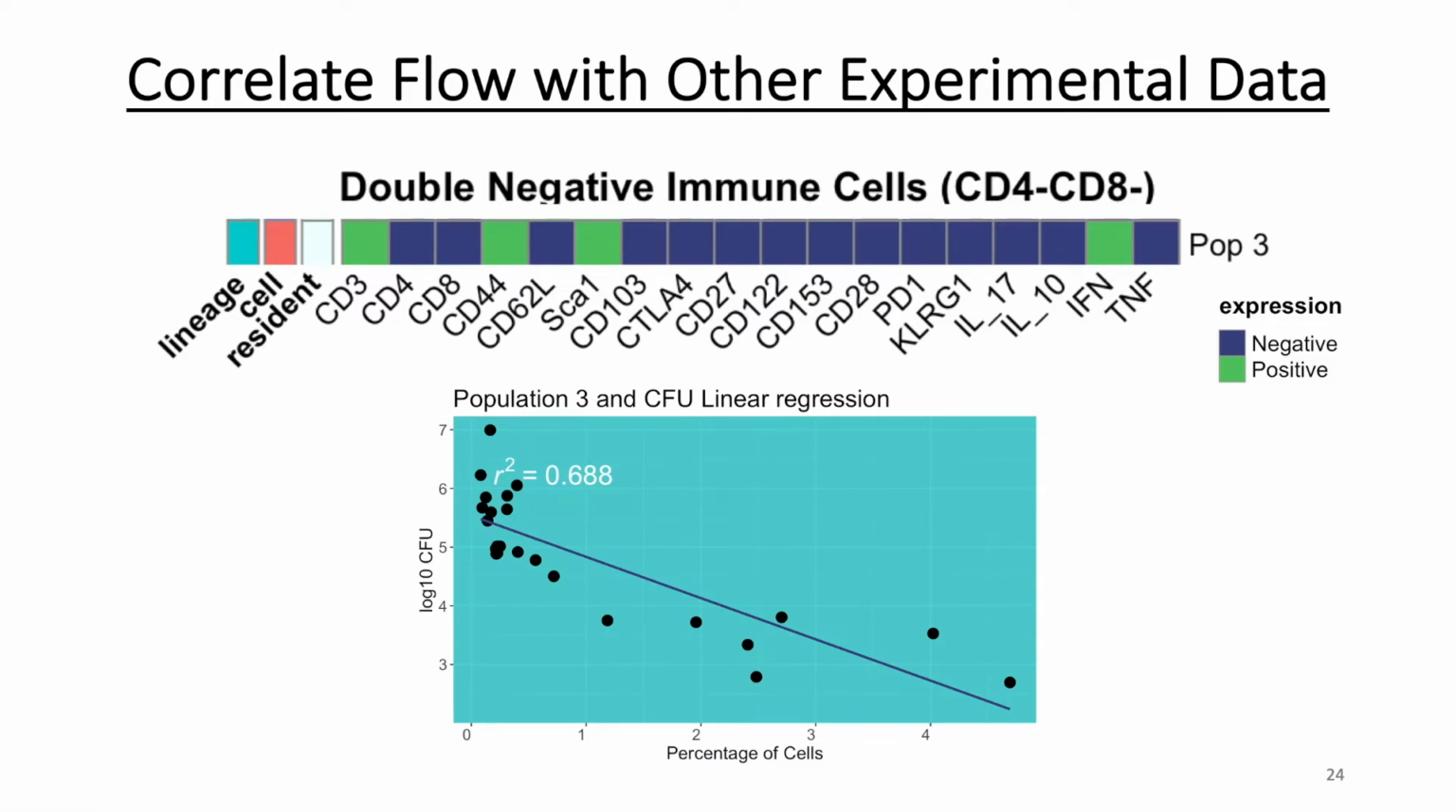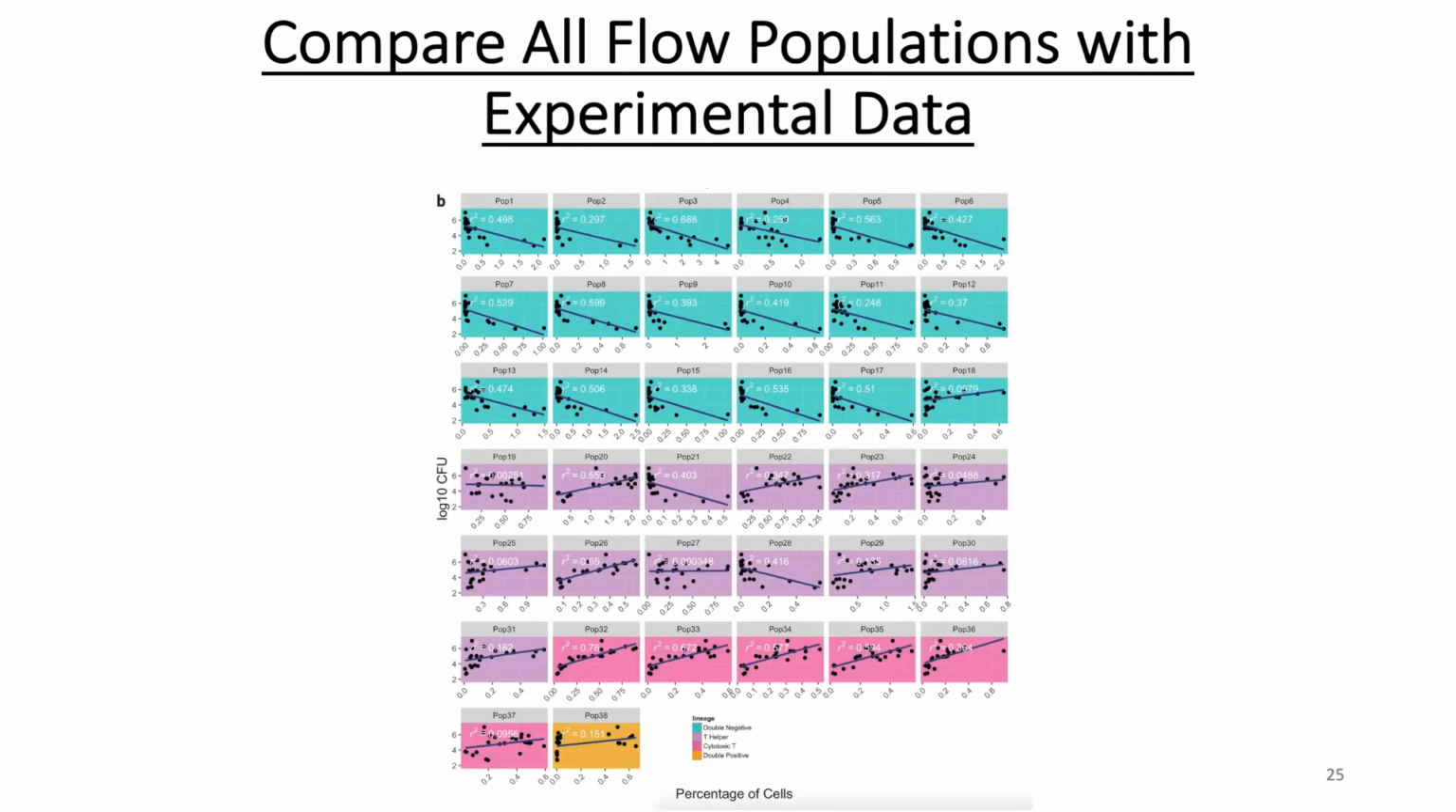Now this is an example of how we could correlate flow cytometry data with bacterial burden, but other numerical experimental data such as lesion scores or really any numerical data could also be used to correlate it with the flow cytometry data. And again, we can do this correlation with other experimental data for each of the 38 different cell populations.